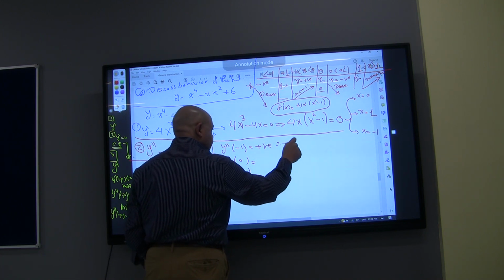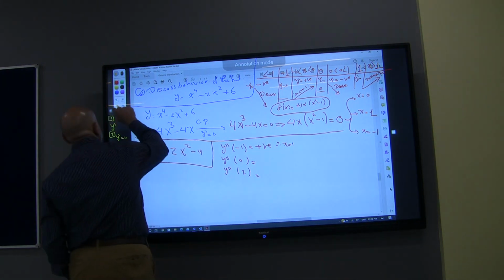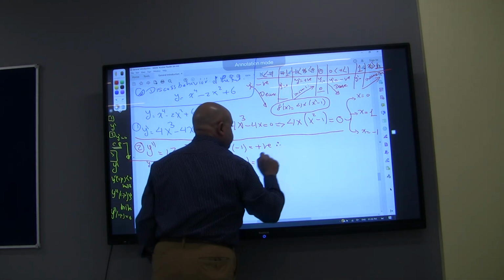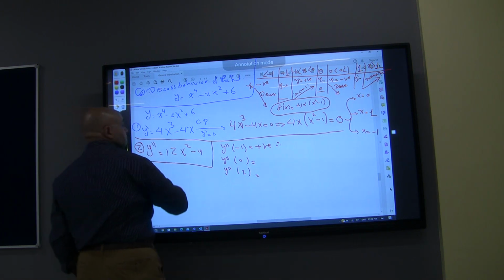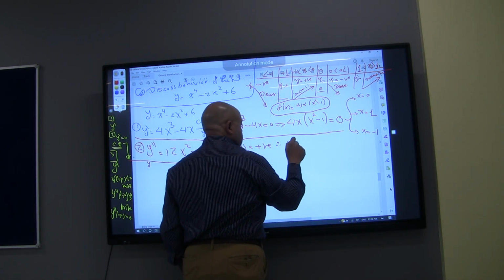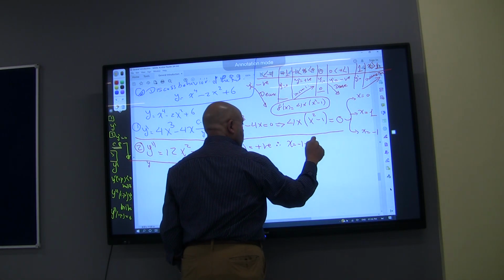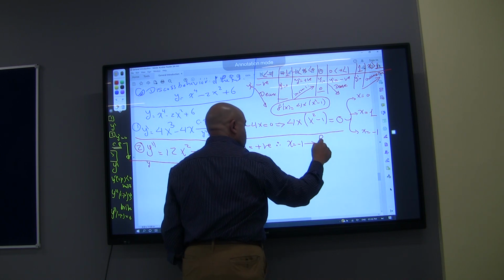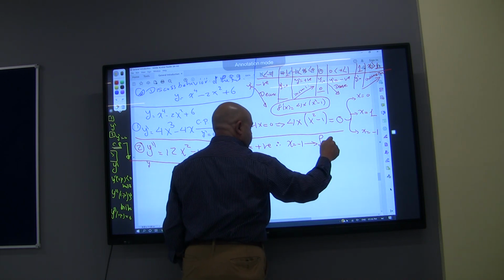So it's going to give you 8, which is actually positive. That's x at negative 1, right? So x at negative 1 will develop a local minimum point.